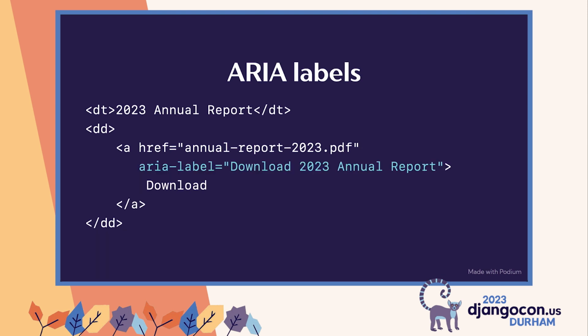We can use the ARIA label attribute to change how a screen reader announces this link. With that in place, instead of just reading "download," it will instead say "download 2023 annual report." This sort of repetitive link issue can crop up often. Other common examples include things like "read more" or "go," "edit," and so on. So let's talk about some approaches to handling ARIA labels in Wagtail.